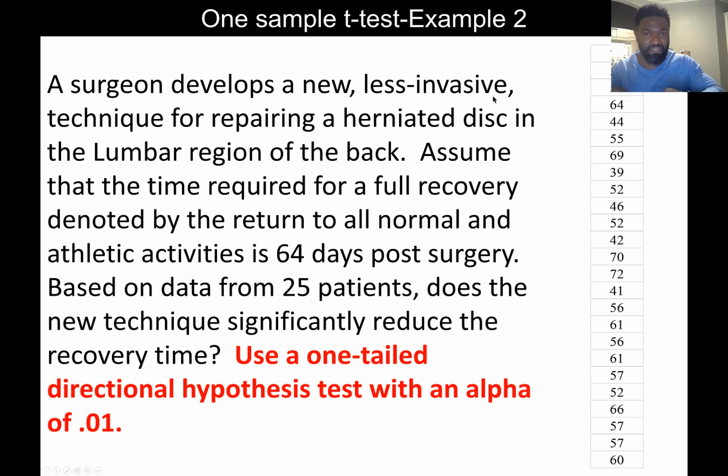Otherwise, it's new and it's less invasive. So instead of using the big machines that are cutting your back all the way open, we've got a little machine and we just do a little cut. So we expect that people are going to be able to recover better because it's not as intensive or as invasive. And so what we're going to do is a one-tail test with an alpha of 0.01. Oh, we're going to mix it up here, okay?